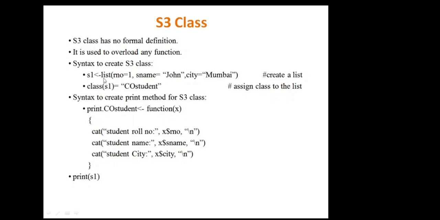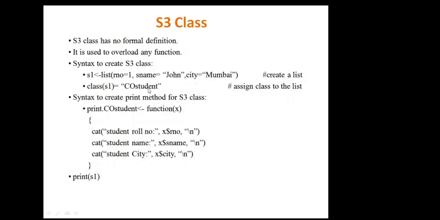Now S1 is a list. When we create S1 equals to list of some value, the class of this S1 is list. Okay, now we want to assign some other class to this list. So when I say class of S1 equals to "CO student", it means that I am assigning the CO student class to this S1 list. So this is how we can create an S3 class.